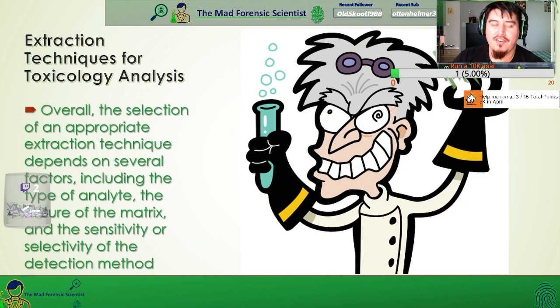Extraction techniques are very important for toxicology analysis. It's important to choose the type of extraction depending on the type of analyte you have, the type of matrix you have, and the selectivity of your detection method. These are the kinds of things that a toxicologist has to think about: the physiochemical properties of the analytes that we're trying to detect, the matrices that we're trying to extract the drugs from, as well as the instrumentation that we are using to detect. All that impacts our choices for toxicology analysis and our extraction techniques. So it's all very important.